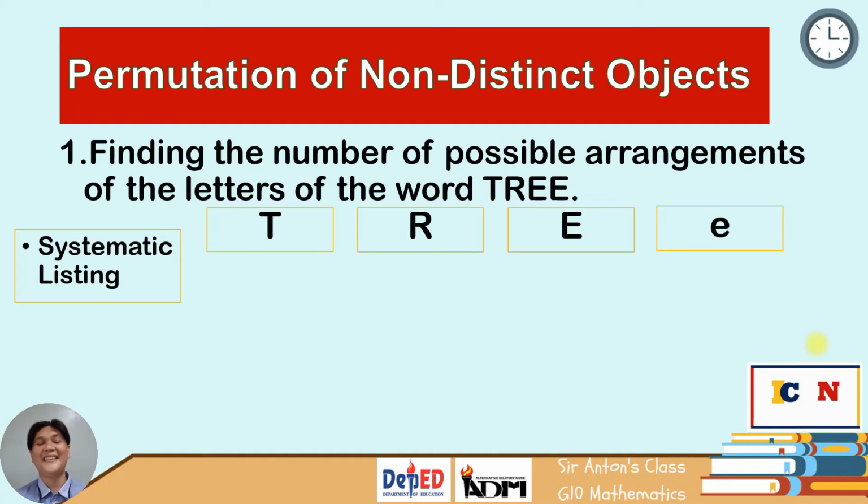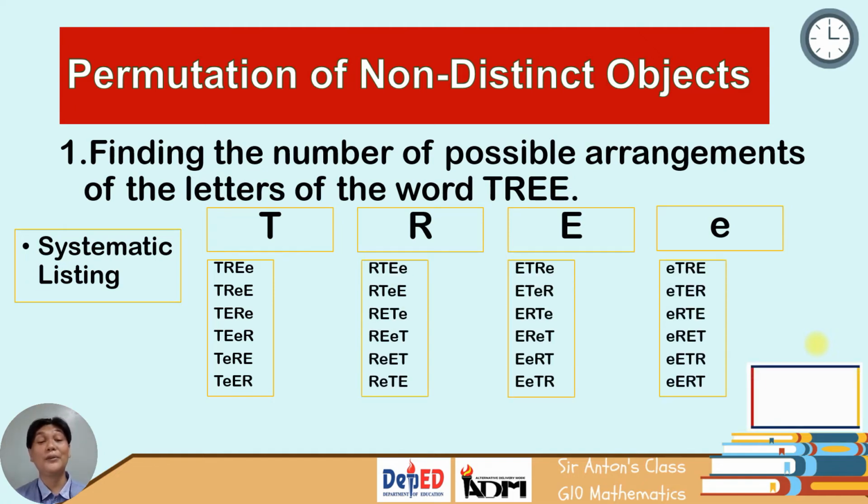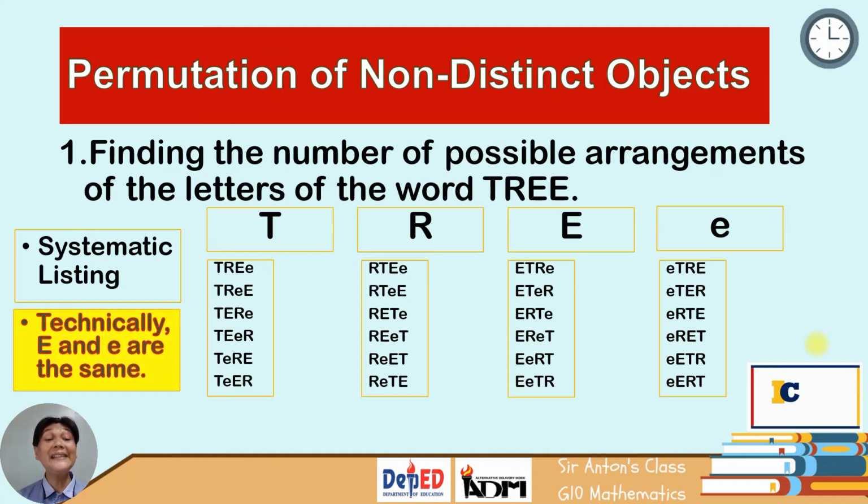Okay, so now using the letter T first, so we have T-R-E-E. So these are the possible arrangements of the letters when we are going to pick T first. And then, of course, when we are going to pick R, then E, and then the small e. So these are the possible number of arrangements. But, okay, technically, E and small e are the same.